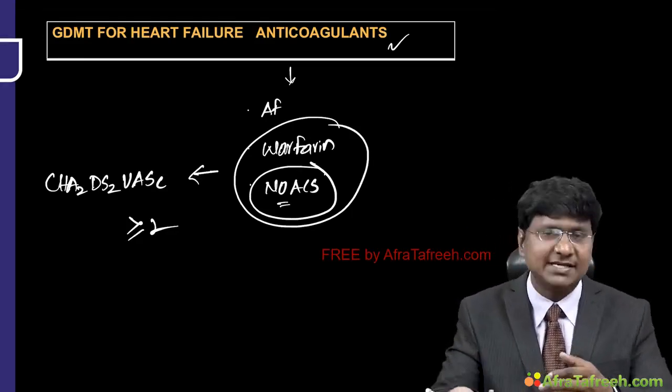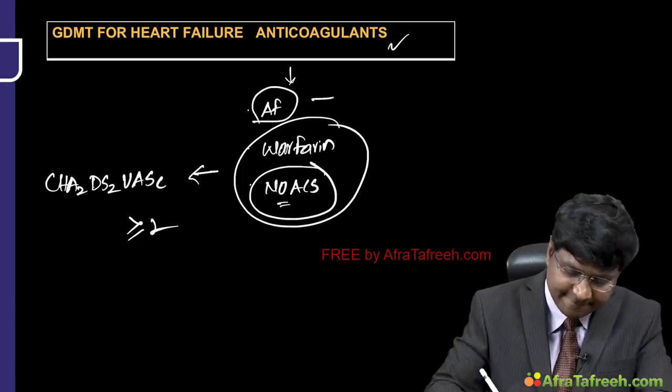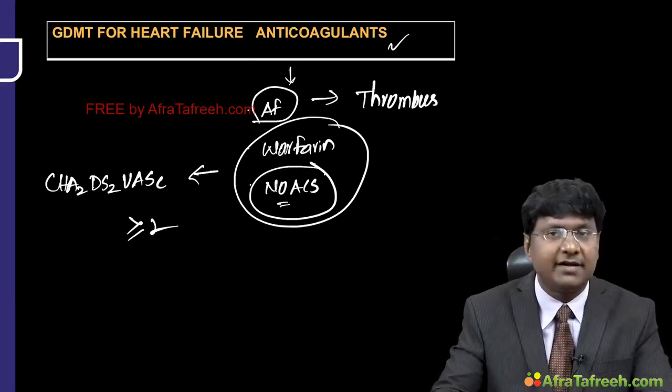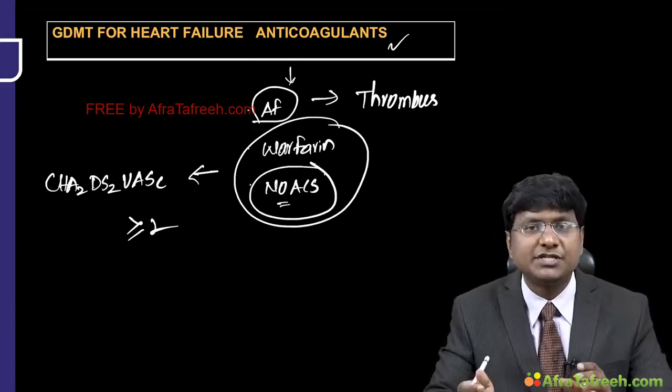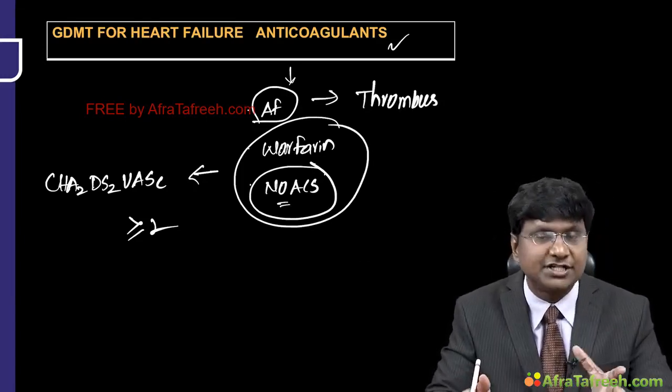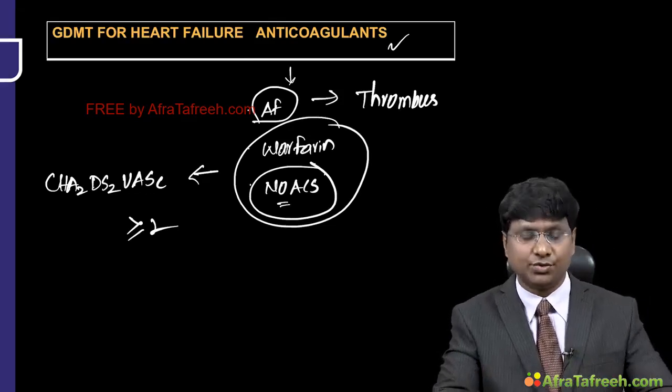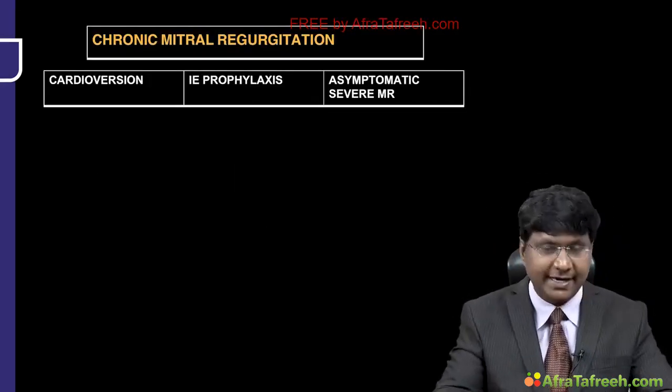What is the purpose? Why do you need to give it? Because in atrial fibrillation, there is a chance of thrombus formation within the left atrial appendage. And this thrombus formed within the left atrial appendage can shower emboli causing thromboembolic stroke. So for that purpose, you need to give anticoagulation.